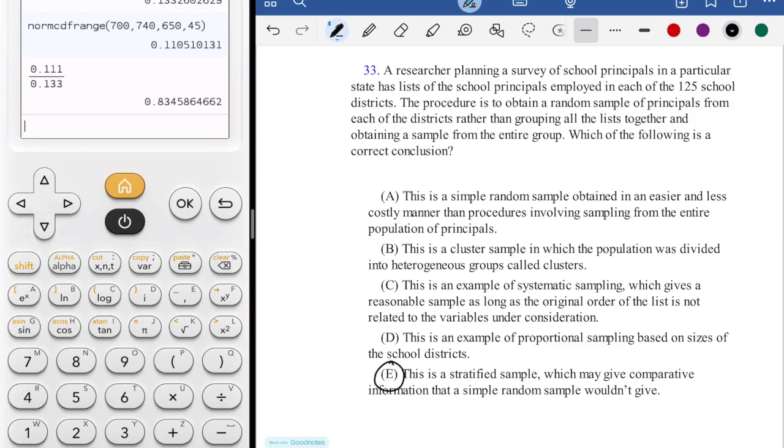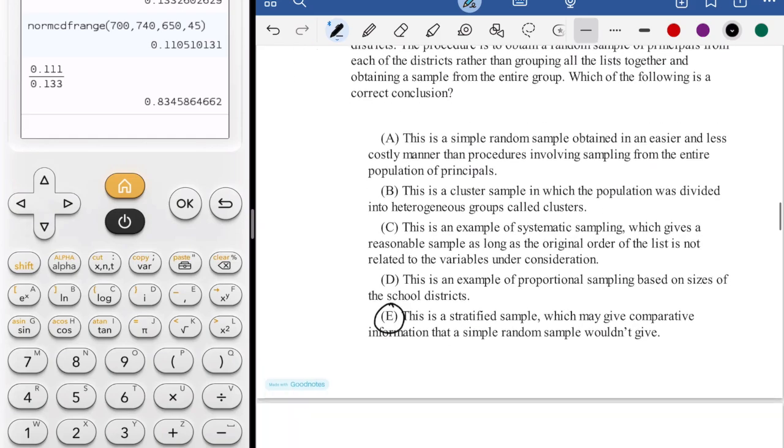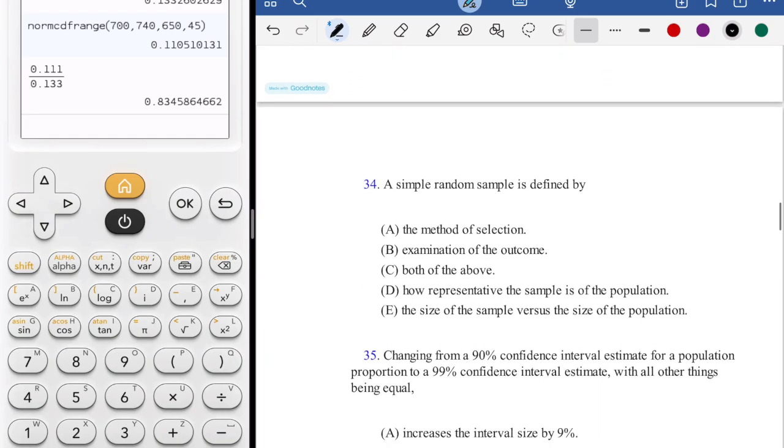I mean, they're giving extra details in it, but that's what a stratified random sample does. It takes smaller samples from each strata and then groups them all together. And it's definitely not systematic. Systematic, so C, would have been something like you line people up and you take every fifth person. Cluster sample would have been if I took all the principals from one of the 125 school districts. Definitely not simple. And proportional sampling based on the size of the districts, they didn't mention anything like that.